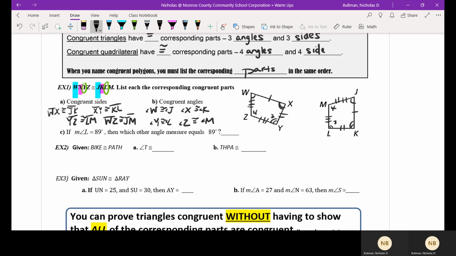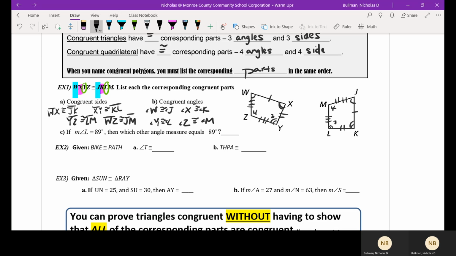Okay, but all I'm doing is I'm using the order of those letters to help define which segments are congruent, which angles are congruent. Remember, segments I'm looking for 2 letters, angles I'm looking for 1. And the reason writing that down, or even especially marking it, is very, very helpful.